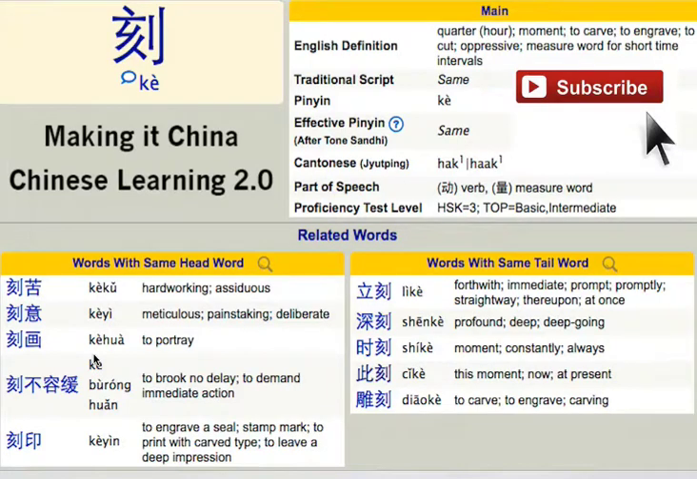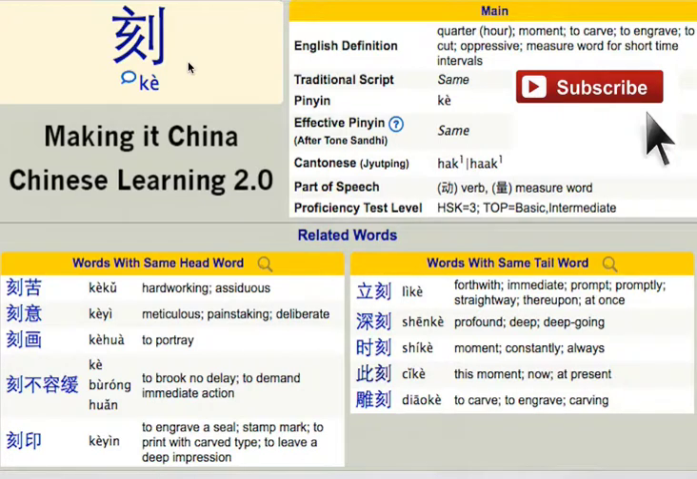Alright everybody, hello. Today we're going to talk about one hanzi, one character, that's ke. Look at how it's written, how many strokes it has: 1, 2, 3, 4, 5, 6, 7, 8, 9. Nine strokes. Why is it important to remember the strokes? Because it's going to help you remember how it's written.